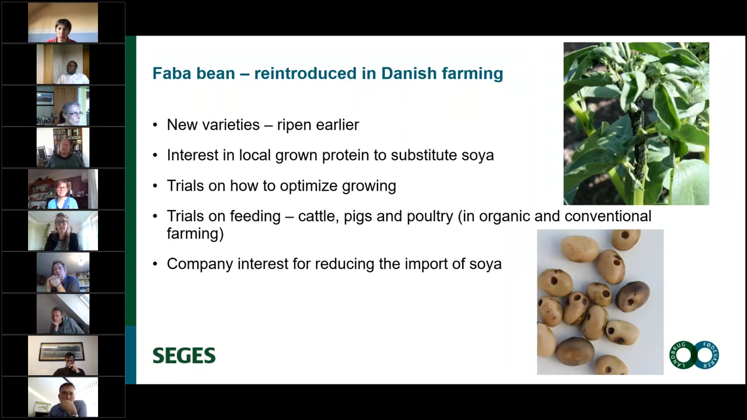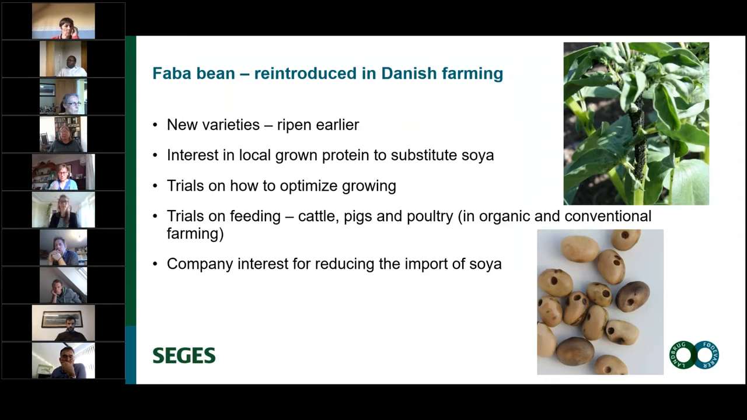Then there's an interest for growing local protein to substitute soya, especially in the organic farming. And based on that, we made projects where we at the same time had trials on how to optimize the growing, and also had trials on how to feed the different types of animals with the faba beans. And this has been done both organic and conventional. And these two things that happened at the same time actually made it possible both to grow the faba beans and for the farmers to sell them and use them.